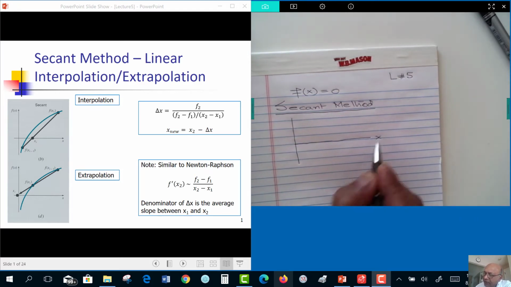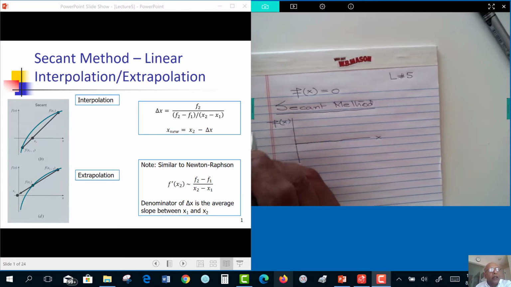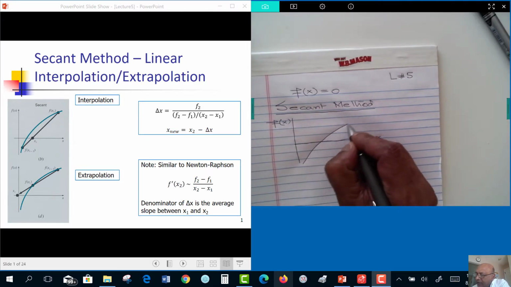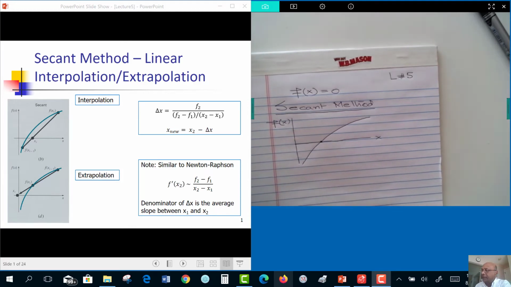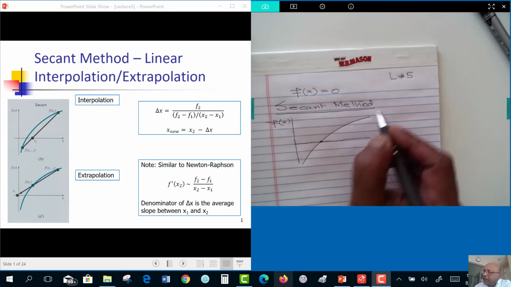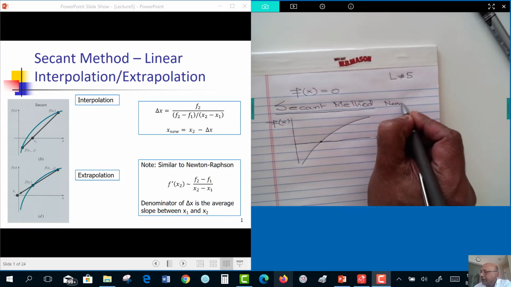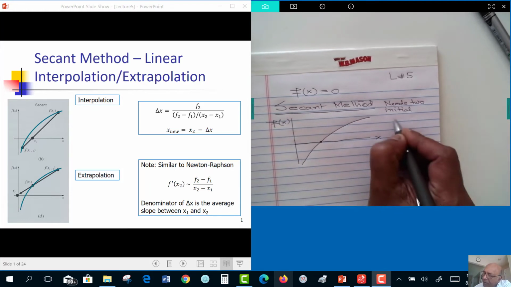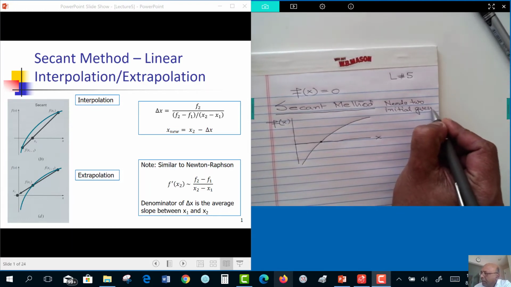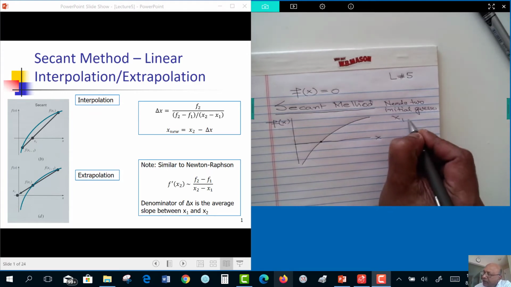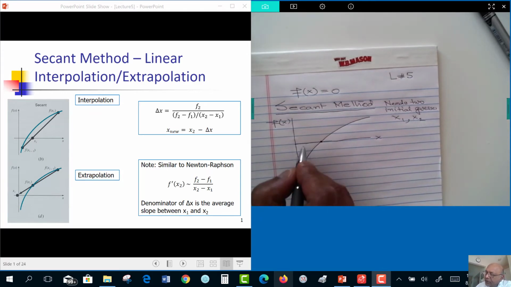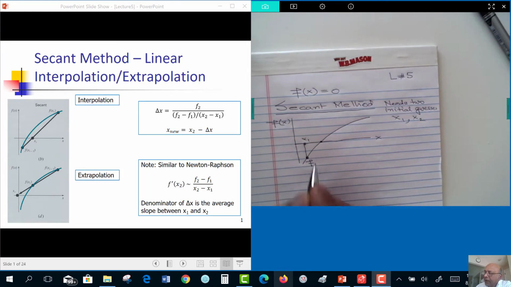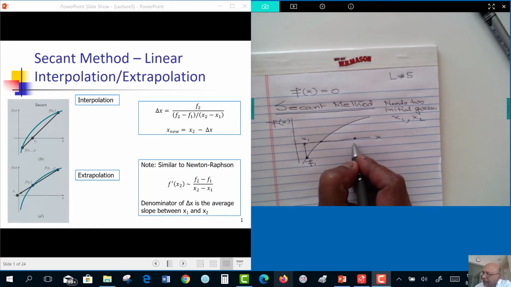So let's take a look at our function. And let's say it crosses the x-axis here. So we are after this root. So secant method needs two initial guesses. Let's call them x1 and x2. So let's say we have x1 here. So we compute f1. And let's say x2 is here.